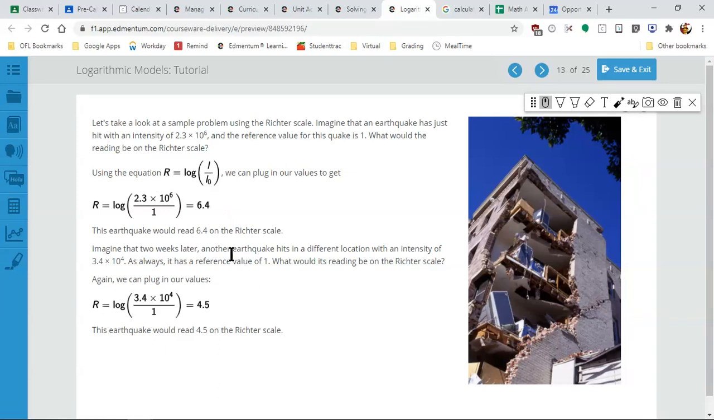So this is all we're doing here. We're just comparing these. So the I naught is what we're comparing it to. How many times greater is it?